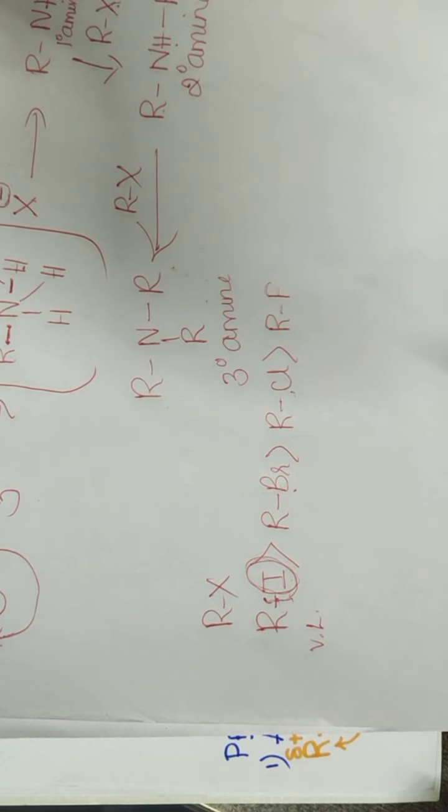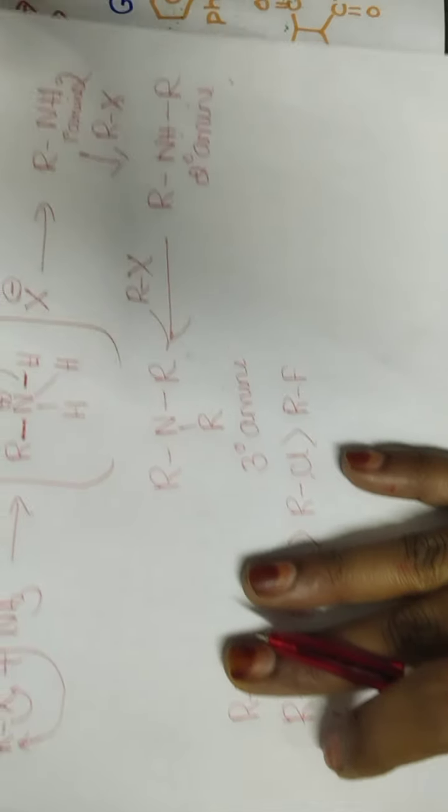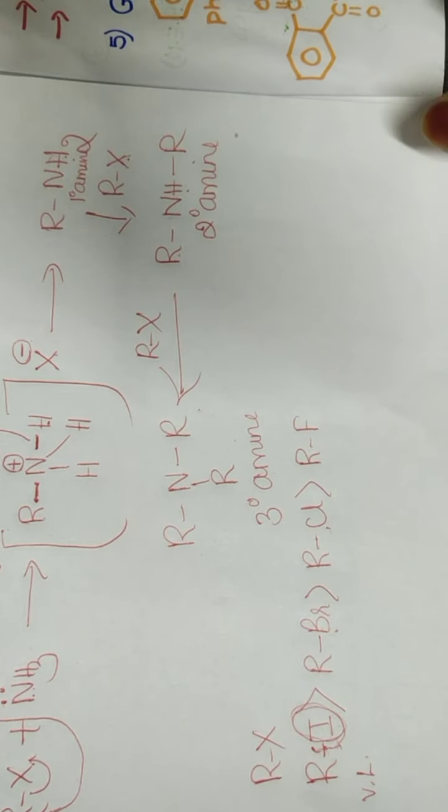So this is the first method for the preparation of amines, where we get a mixture of all three: primary amine, secondary amine and tertiary amine.